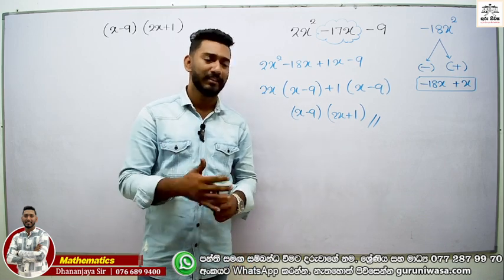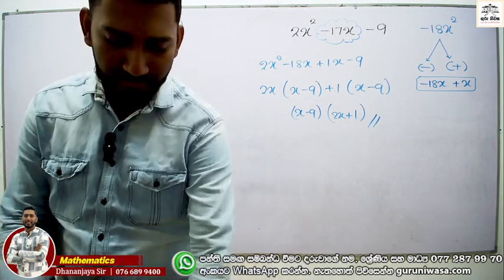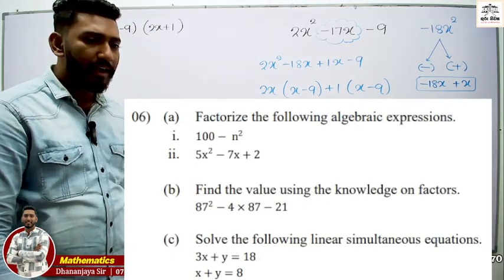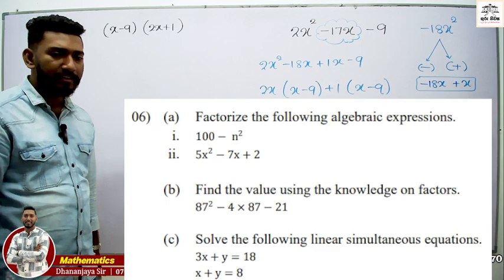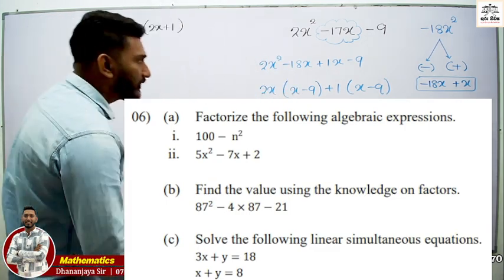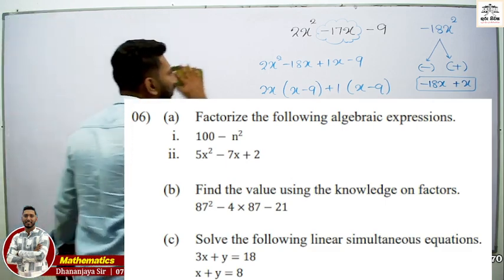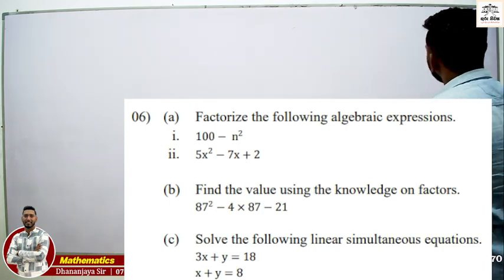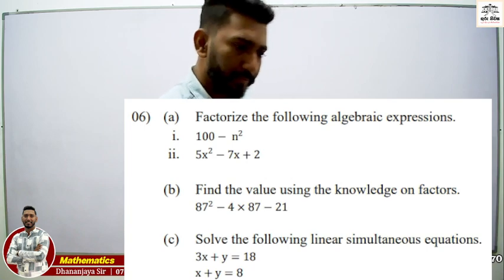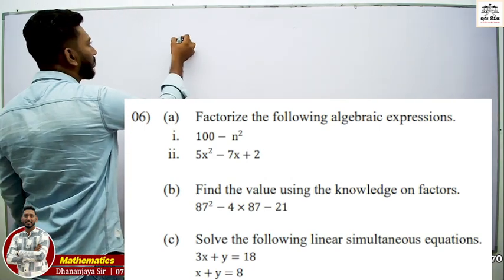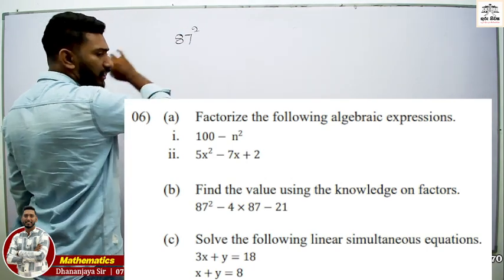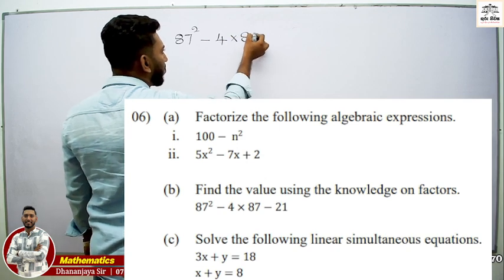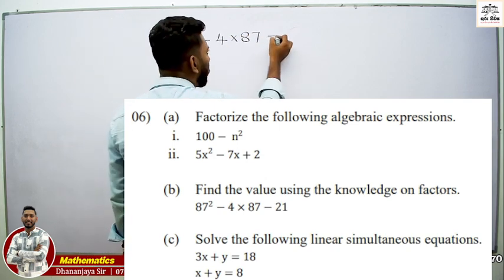Right. And this is our next one. Next question. Find the value using the knowledge on factors. Right? Now I'm going to discuss. Now look at this. 87 squared minus 4 times 87 minus 21.